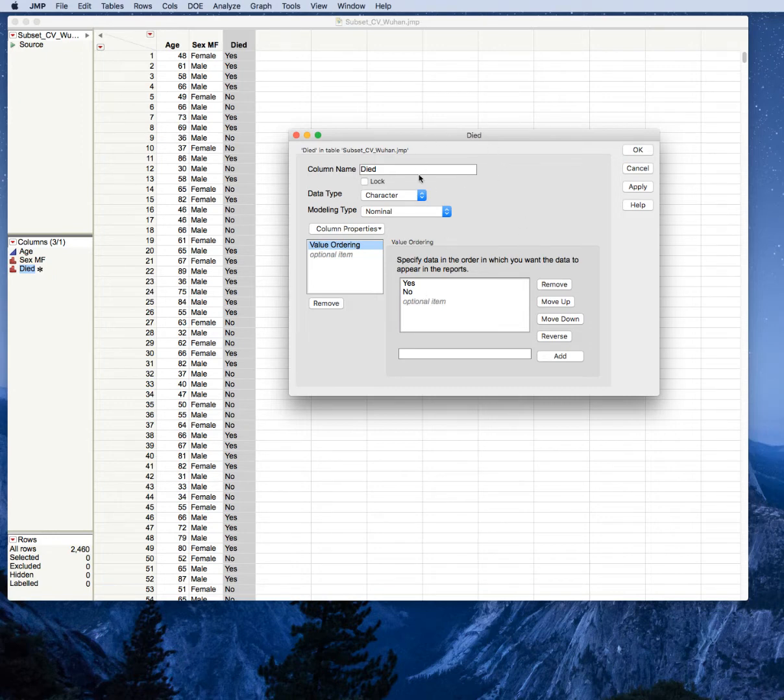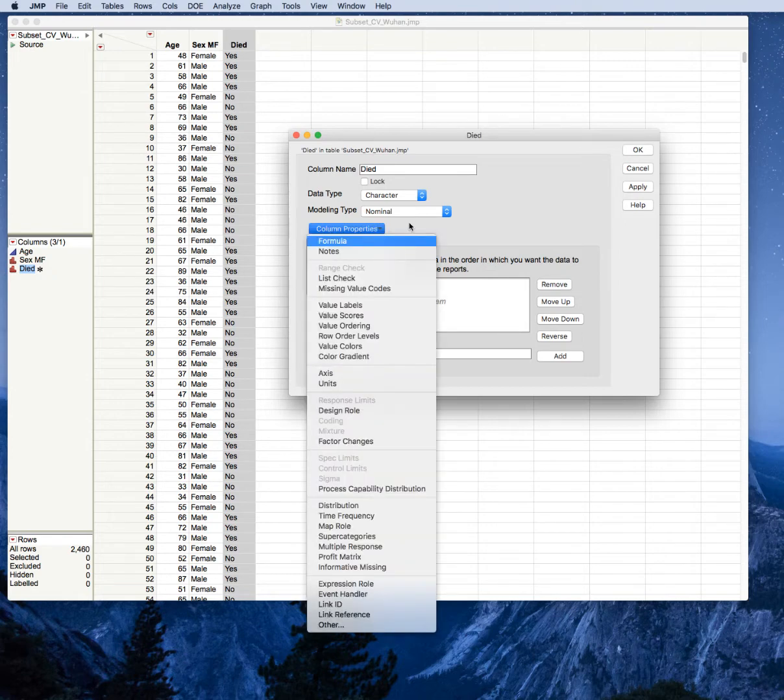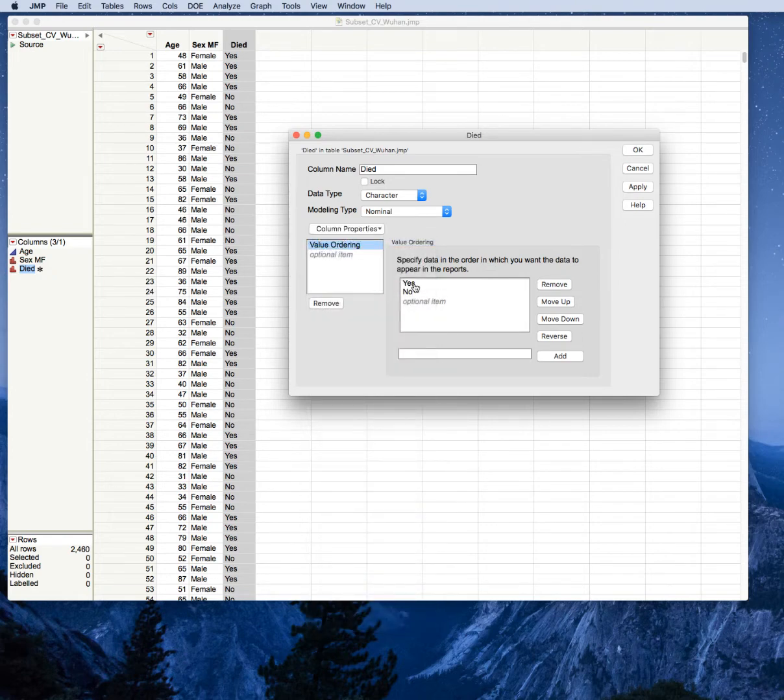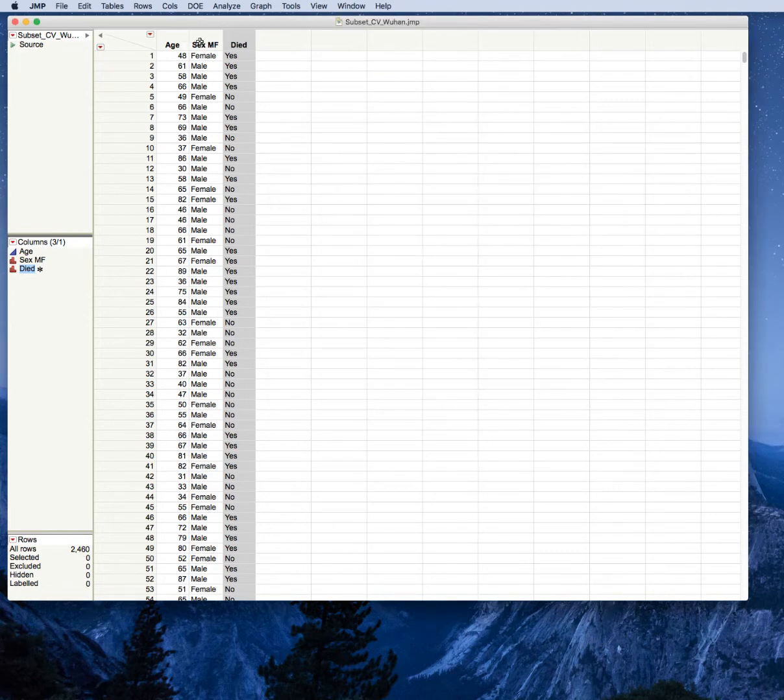So under column information, under column properties, pick value ordering, and you simply would select yes and move it up above no. And that will give you the logistic regression that you're looking for. Now, if you want to look at females versus males, that's the default. But if you wanted to look at males versus females, you could do the value ordering here.